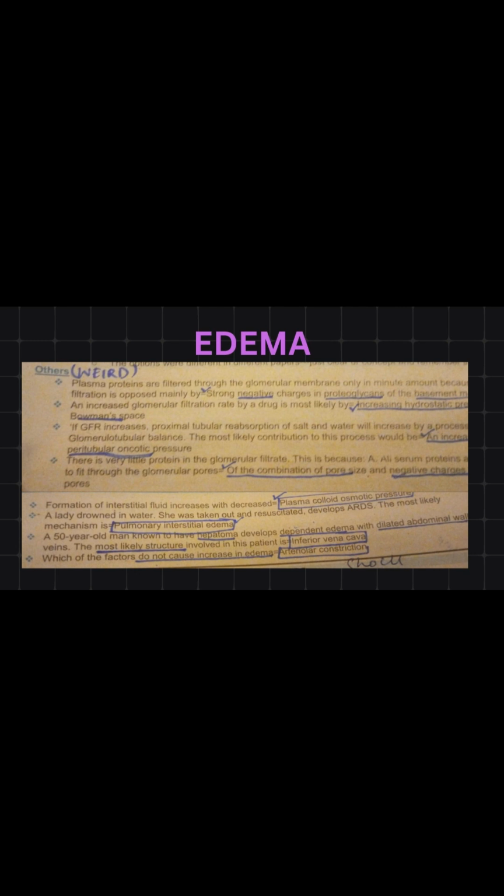An increased glomerular filtration rate by a drug is most likely by increased hydrostatic pressure in the Bowman space. If GFR increases, proximal tubular reabsorption of salt and water will increase by a process called glomerular tubular balance. The most likely contribution to this process would be an increase in peritubular oncotic pressure. Formation of interstitial fluid increases with decreased plasma colloid osmotic pressure.